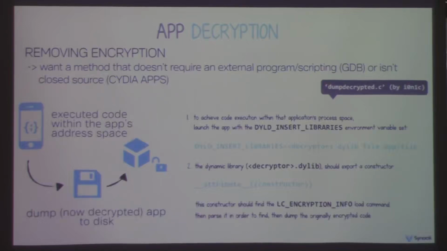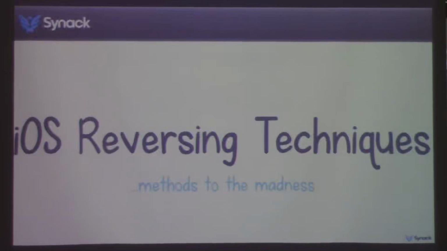It turns out it's actually pretty easy to get yourself loaded into an application. If you use the DYLD_INSERT_LIBRARIES environment variable and set it to your decryptor library, when the application is executed, iOS will happily load that dynamic library into the address space. Once you're loaded, your dynamic library can scan the memory space, find the decrypted application, and just dump it to disk. The end result is you now have this decrypted binary and you can statically analyze it.